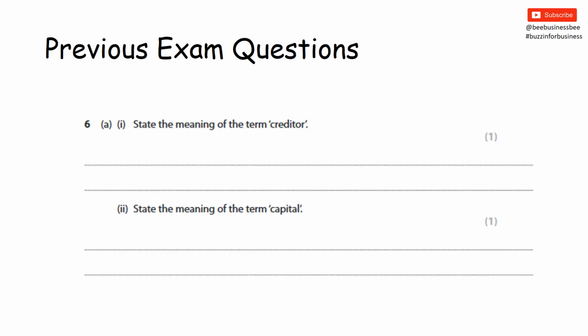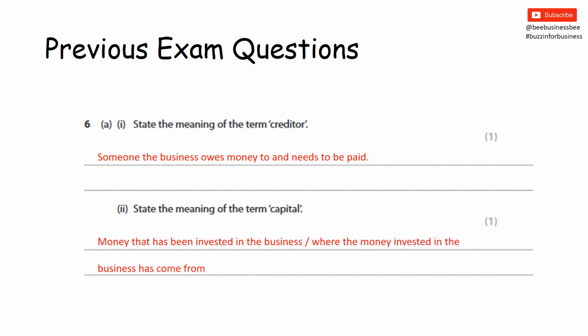And finally, we have two terms. So what is meant by the term creditor and what is meant by the term capital. Pause the video while I answer these and then unpause to see the answers. So a creditor is somebody the business owes money to and has to be paid. Simple as that, 1 mark. And capital is all the money invested into a business, or where the money invested in the business actually came from.